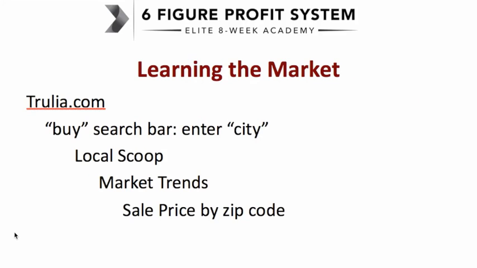Okay, so let's now switch gears and talk a little bit about how to analyze your market based on price per square foot. When we go back to Trulia, if we go back into the city, we put that in the buy search bar. We go to local scoop, market trends, and then we're going to look at sale price by zip code. So let's go over and do that now.